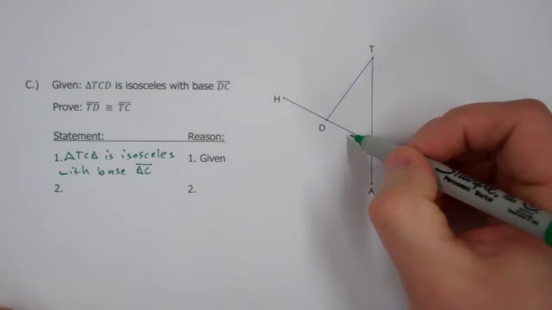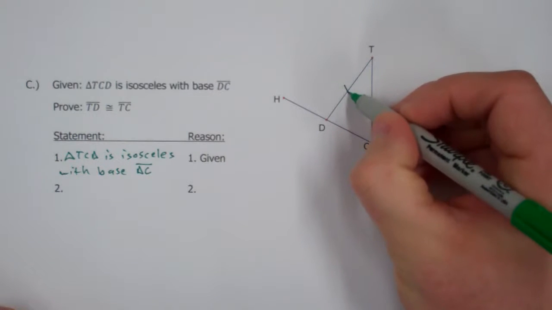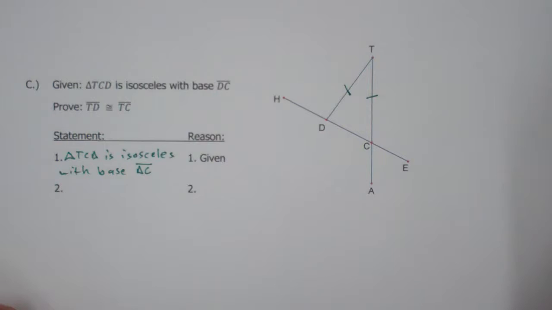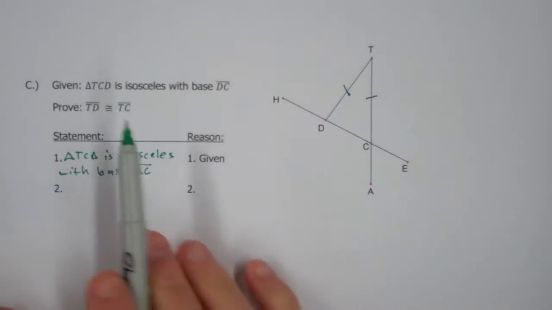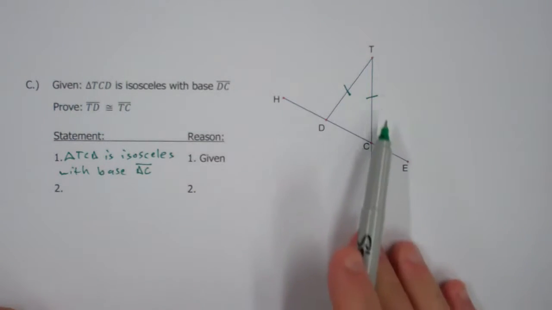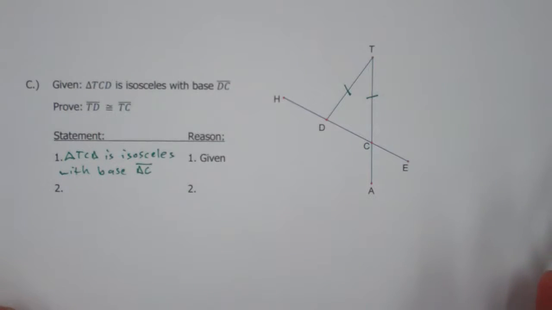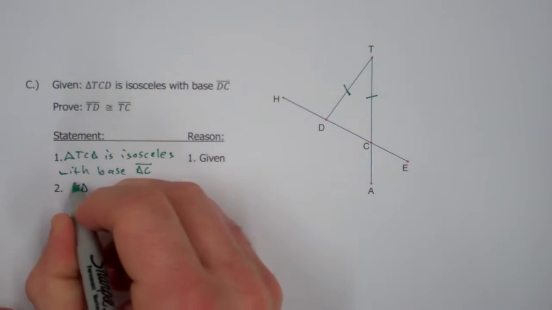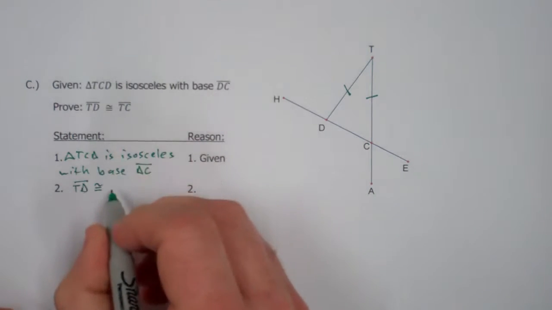Well, here's base DC, and that means that TD is congruent to TC. It doesn't look like it in the diagram if you actually measured it, but diagrams sometimes are not drawn to scale, and so we only want to go off of what we're given, or if we had tick marks here on the diagram, we could do that too. We're asked to prove here the last statement that TD is congruent to TC.